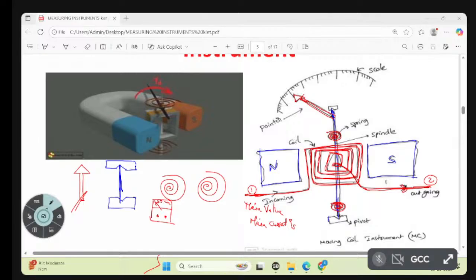Whenever the current is passing, the coil is placed in the magnetic field, which will experience a force, and the pointer starts moving. At this position, for example, deflecting torque is equal to controlling torque. That is called steady state position. This controlling torque can be obtained by using springs. For example, if there is no controlling torque, what happens? It starts rotating 360 degrees.